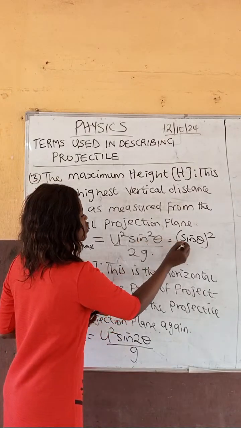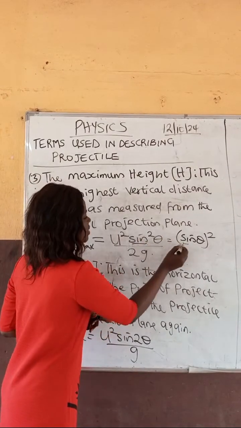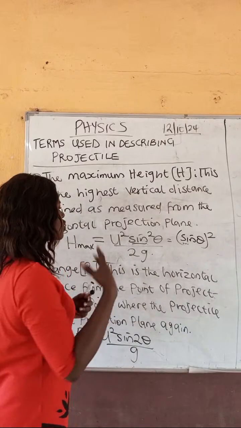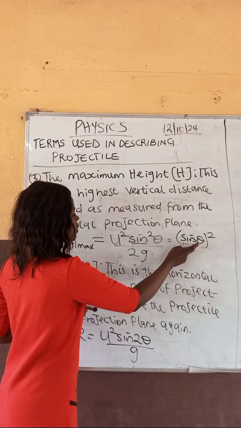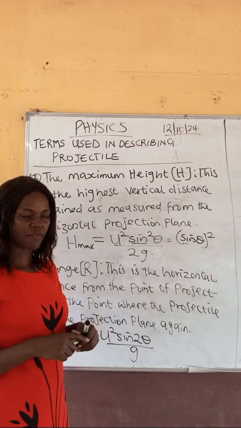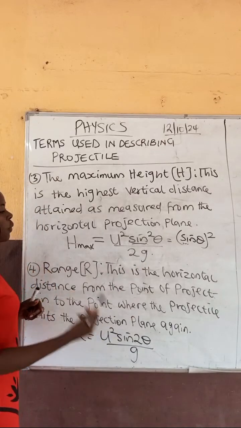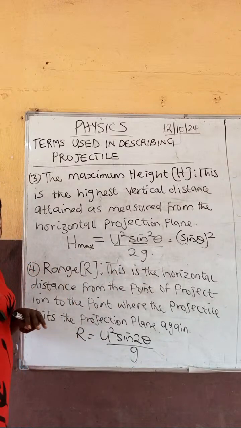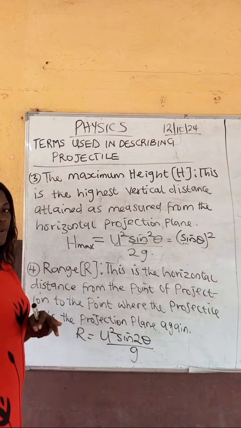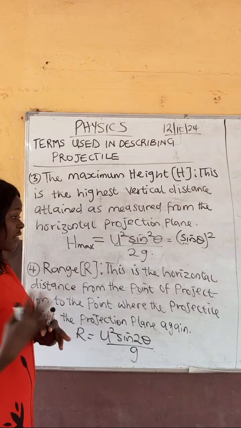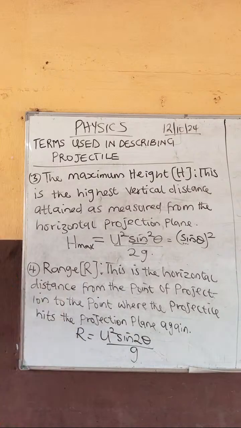So this is equal to this, right? Once you get the sine of your angle, you square whatever you have. That is your sine square theta. Then divided by 2g. We already know what g is. This is acceleration due to gravity, and u is initial velocity. I'm still going to explain all of that again.